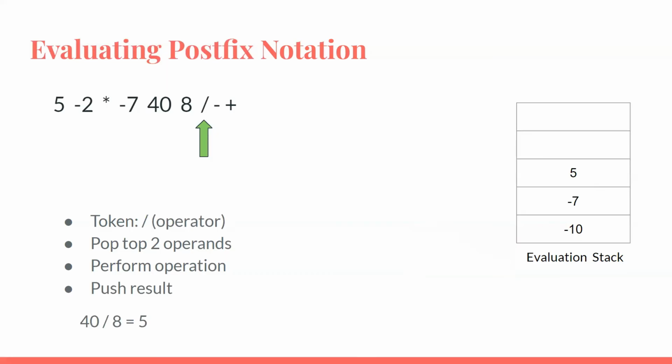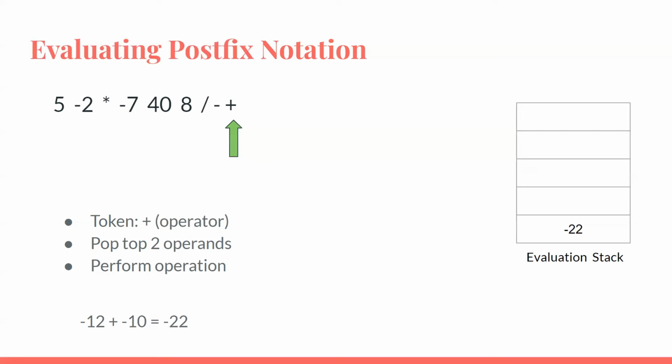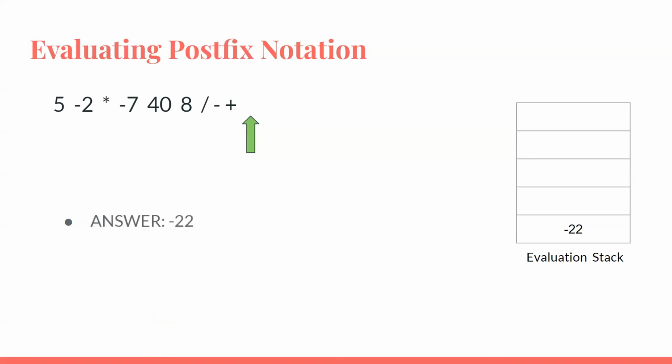Minus sign, same exact thing. -7 minus 5 is -12. We push that answer to the stack. Now we're going to do the plus sign. We know -10 plus -12 is -22, and we push that onto it. We reached the end of our evaluation, and now we know the answer is -22.